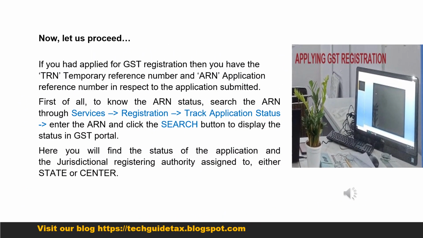Now, let us proceed. If you have applied for GST registration, then you have the TRN, temporary reference number, and the ARN, application reference number, in respect of the application submitted. First of all, to know the ARN status, search the ARN through Services, Registration, Track Application Status, enter the ARN and click the search button to display the status in the GST portal. Here you will find the status of the application and the jurisdictional registering authority assigned, either state or center.